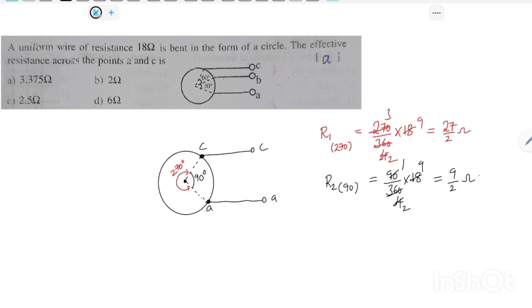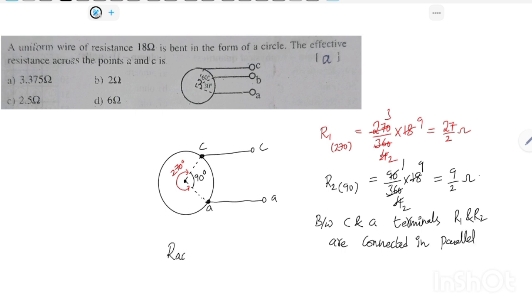Now you got R1 and R2. So what we know is between C and A terminals, R1 and R2 are connected in parallel because they have two common nodes which are A and C. Okay. Now let me consider this as RAC. It is equal to R1 into R2 by R1 plus R2.